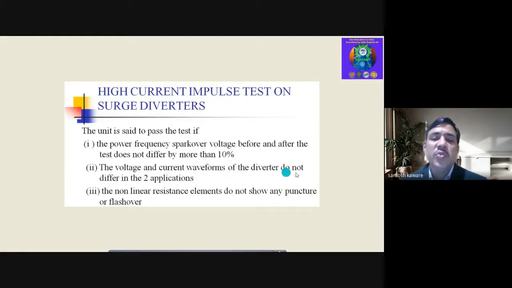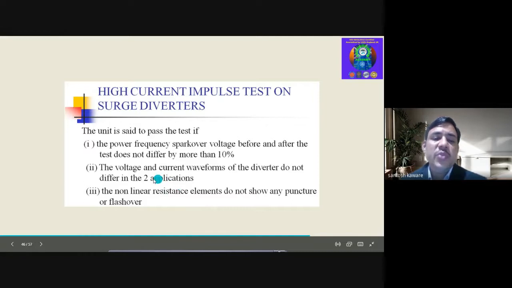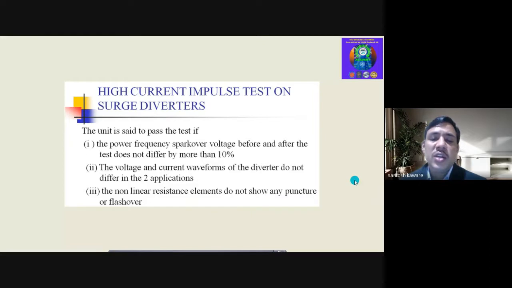The voltage and current waveforms of the diverter do not differ in two applications. Means whenever you apply these different applications, there should be the same performance by that surge arrester. If there is a non-linear resistance element, it should not show any puncture or flashover. That non-linear resistance is actually inside that diverter, so that element also should be checked for puncture or flashover.